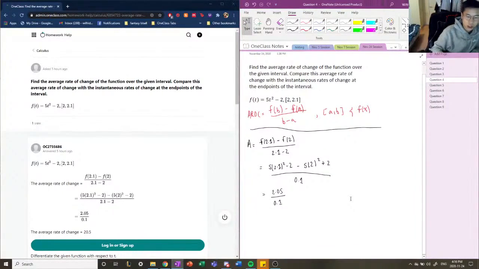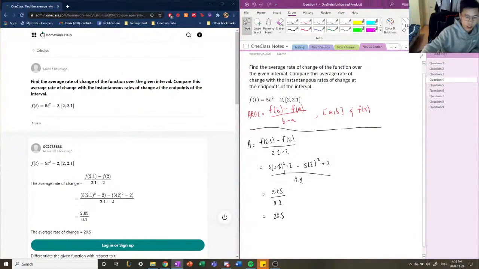I'm just following the junior tutor solutions here. If you want, you guys can pause the video and calculate it yourself to see that these numbers are in fact true. And this is simplified to the average rate of change of 20.5 units. Okay. So that's the average rate of change.